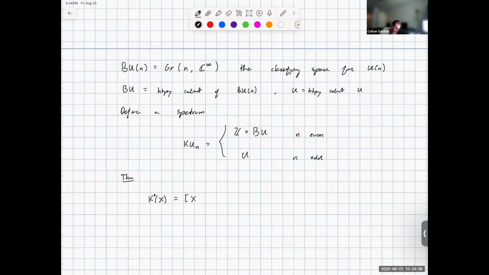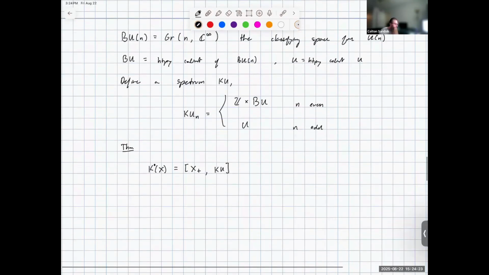So if we look at X plus, which is just X with a point, we should define a spectrum KU, and KU actually represents this topological K theory. And this looks good because you are all doing it for the complex version. The real versions look a bit messy. Instead of being two periodic, I think it's eight periodic.